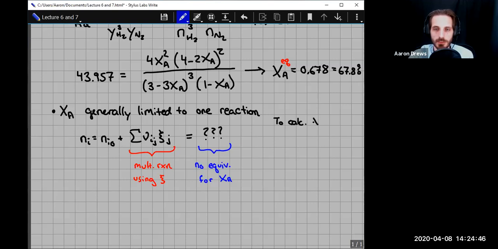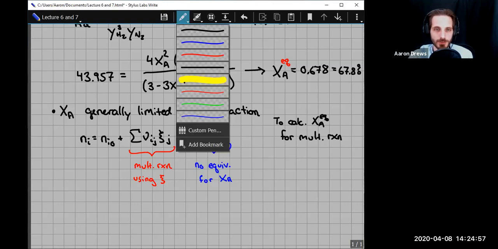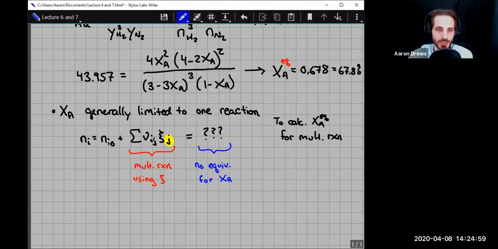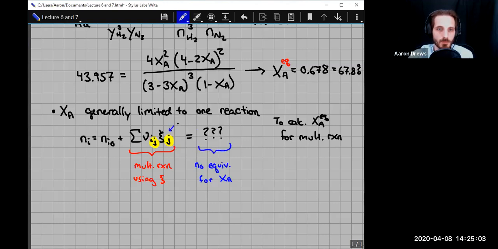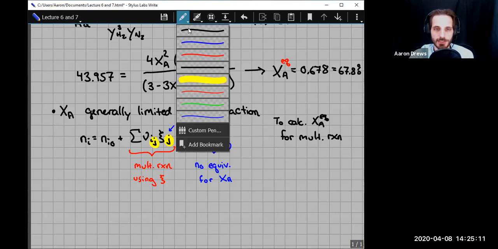so to calculate x sub A at equilibrium for multiple reactions, the J here is the reaction. So the subscript J is referring to reaction J. So you might have reaction 1, 2, 3, 4, 5, 6, 7, however many reactions that you might have. Every reaction gets its own extent of reaction.